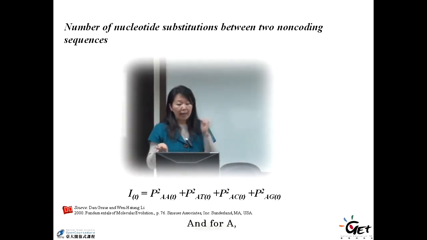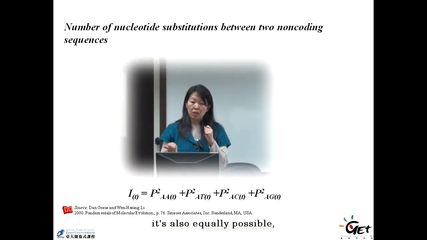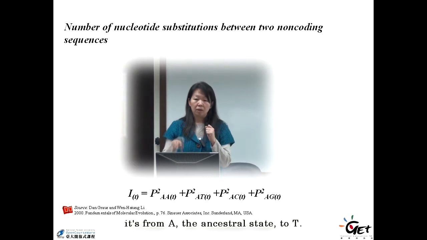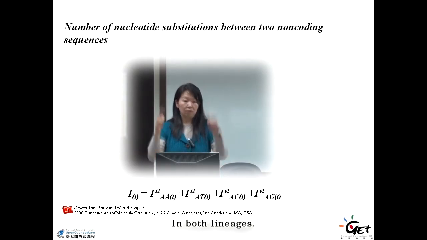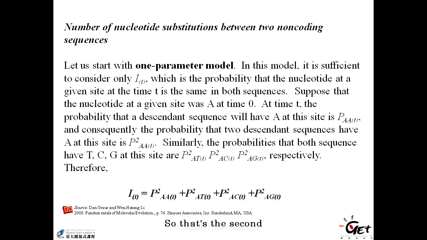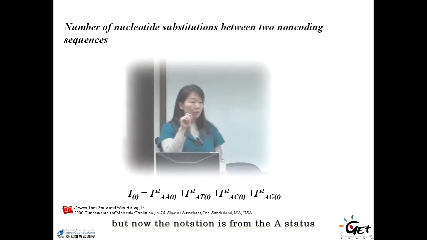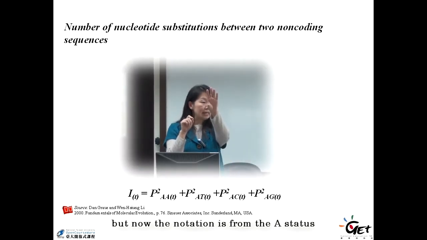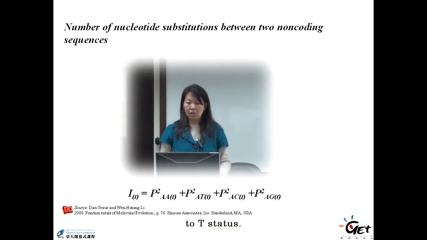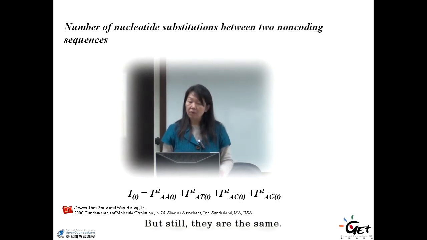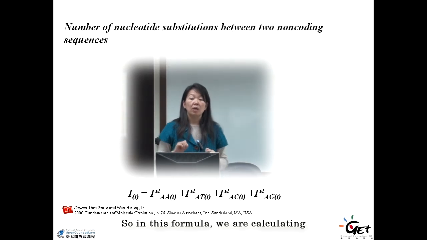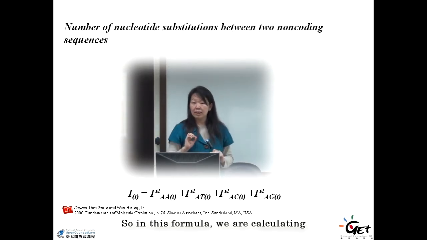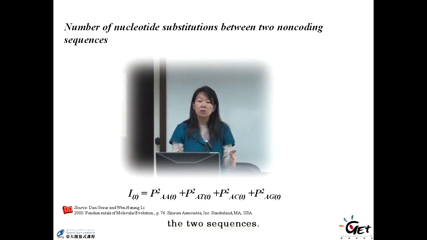But it is also equally possible to go from A, the ancestral state, to T in both lineages. So that's the second part of this formula. That's also a P squared, but now the notation is from the A status to the T status. But still, they are the same. So in this formula, we are calculating the probability that the two sequences are the same.